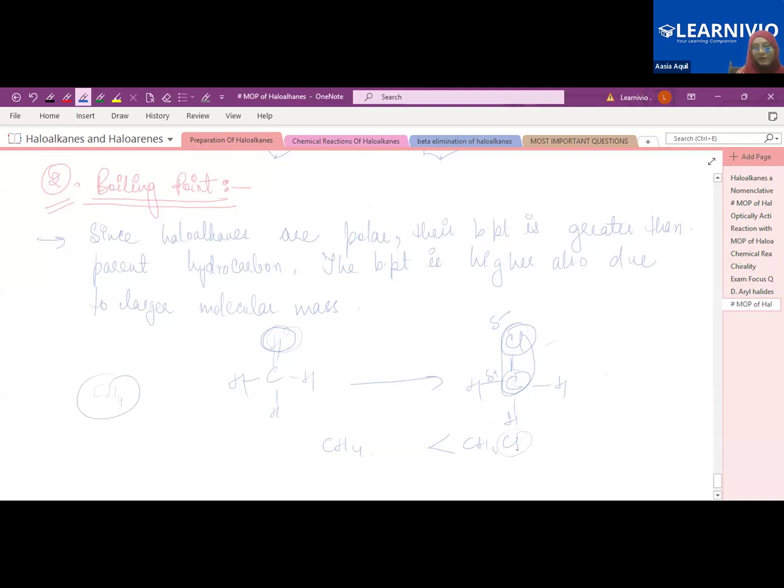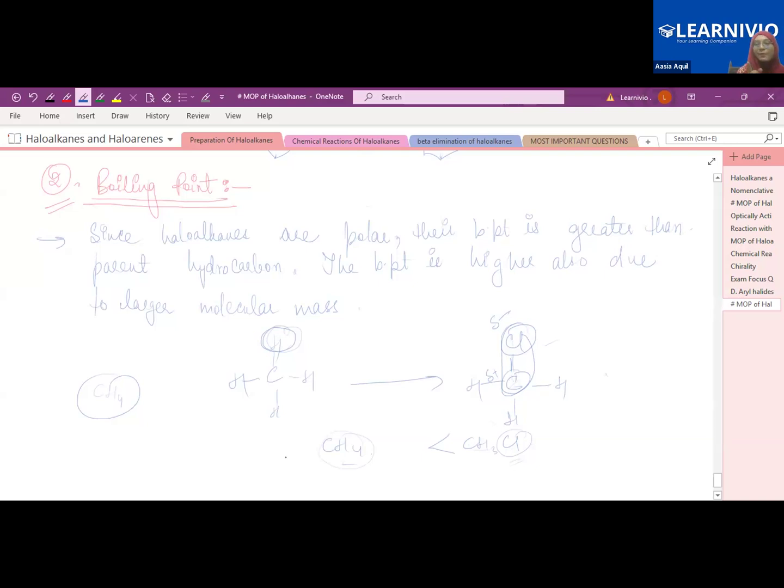What's the atomic mass of chlorine? 35.5 plus 12 for carbon plus 3. Okay, so when you compare the molar masses of these two, CH3Cl and CH4, you will get to know that CH3Cl has greater molecular mass as compared to this hydrocarbon. That's why the boiling point of haloalkane is more as compared to the hydrocarbon chain.